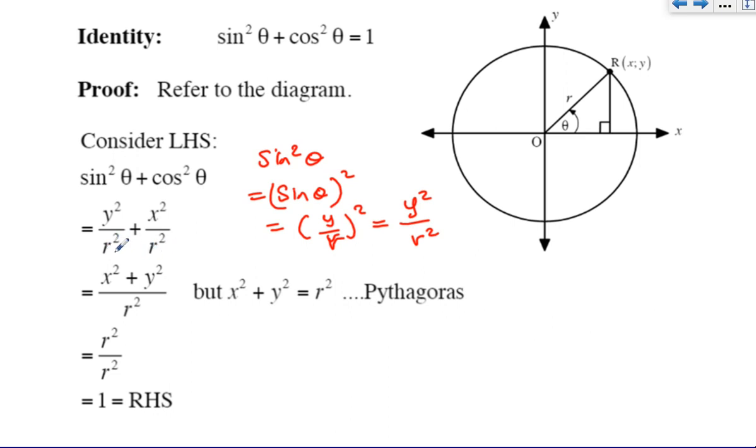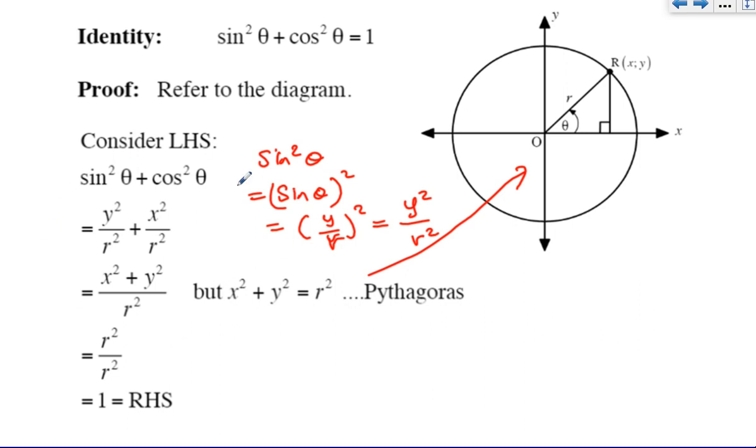Now once again, using the knowledge, you have a fraction added to another fraction, so LCD. The LCD of r squared and r squared is r squared. Therefore r squared goes into r squared 1 times, the top will be y squared, and r squared goes into r squared 1 times, the top is x squared. They just made it in this order so that we understand the theorem of Pythagoras, that x squared plus y squared is equal to r squared, using that from that diagram. R squared over r squared is 1, therefore it is the right hand side.